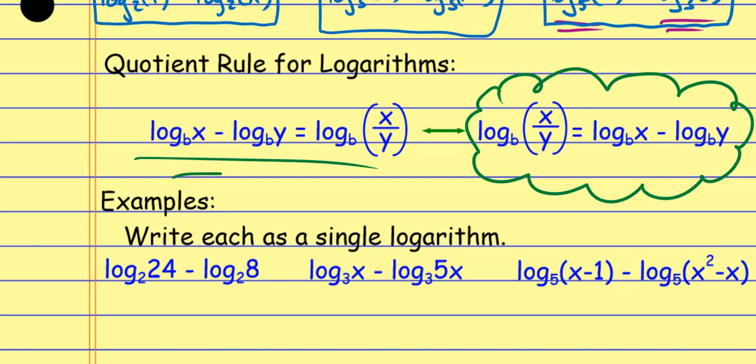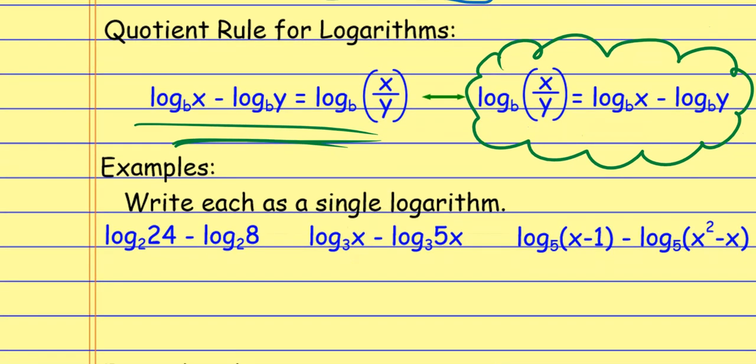Again, this is how we think of the rule, and if we need to use it in reverse, we will. But subtraction becomes division. That's the way we want to think of the rule. And so for this one, here I have some subtraction. That subtraction is going to become division. So it's log base 2.